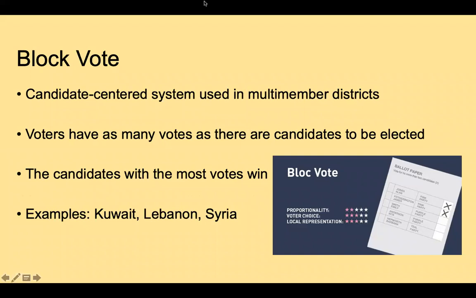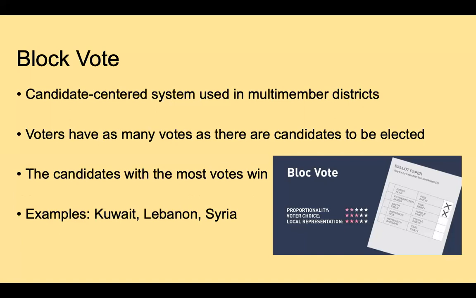A block vote is another form of electoral system that's also candidate centered. And the way this works is voters have as many votes as there are candidates to be elected in that district. There are multiple members elected in the district. The candidates with the most votes win. And so Kuwait, Lebanon, and Syria all use this system.